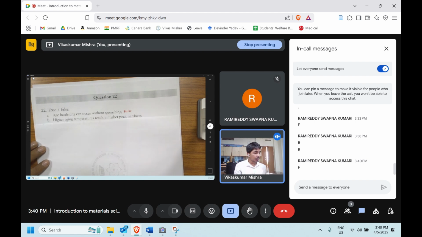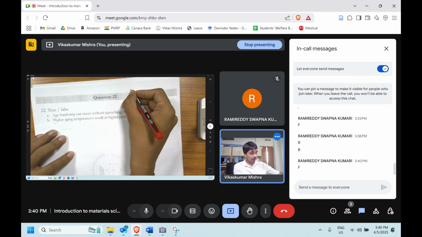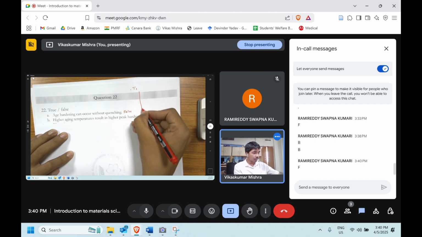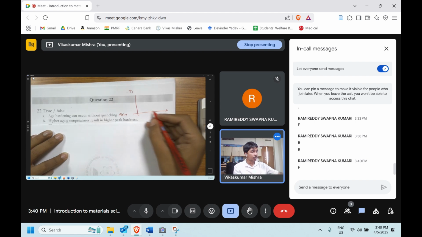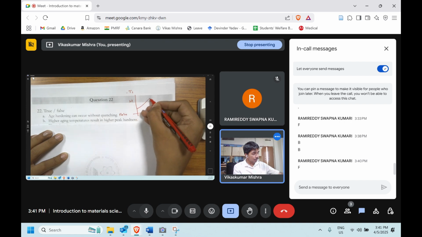The higher aging temperature results in the higher peak hardness. So if aging temperature is increased, then the peak hardness will also increase. This is what the question is saying. What do you think? Let us say we are performing aging at some T1 temperature. We'll get a curve like this. This is the hardness value and this is the time. I'll get something like this.